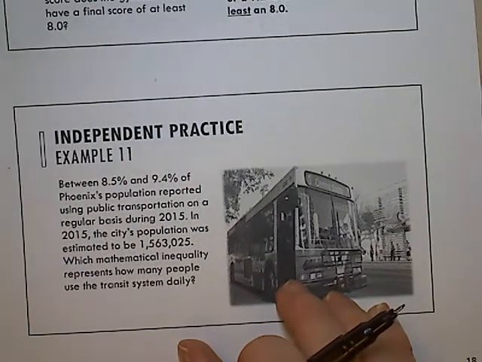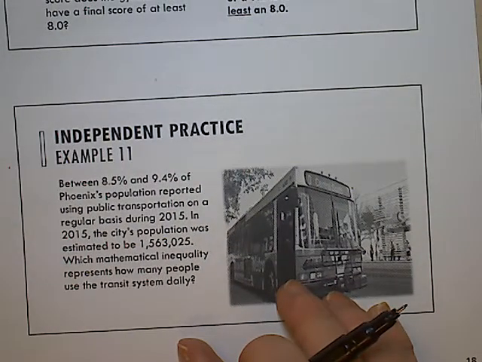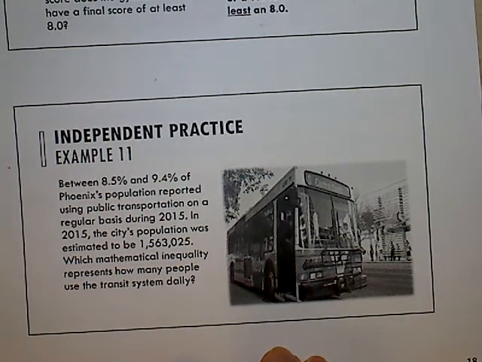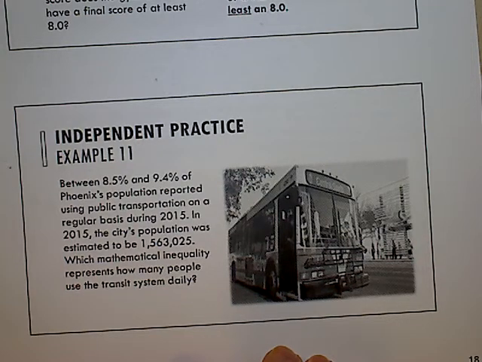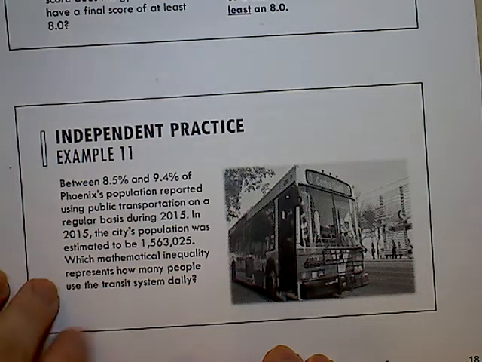Moving on to number 11, public transportation. All right, so between 8.5% to 9.4% of Phoenix's population reported using public transportation on a regular basis in 2015. In 2015, the city's population was estimated to be 1,563,025. Which mathematical inequality represents how many people use the transit system on a daily basis?